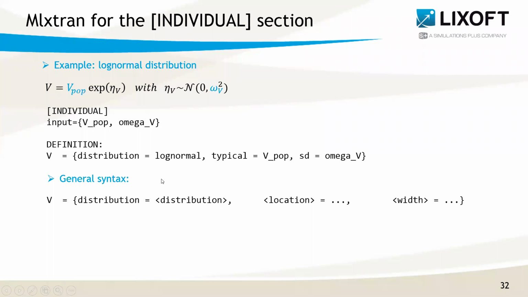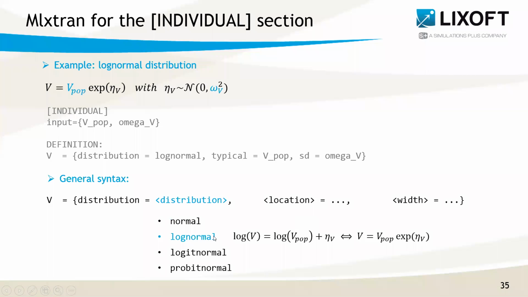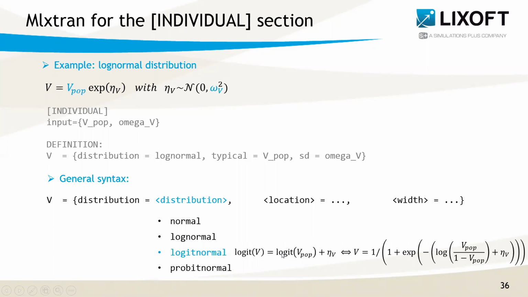Now let's see the general syntax. So in the general syntax, after the distribution argument, we can have different options here. So the first option is to have a normal distribution, then it would look like this. Or we can have a log normal distribution, as I had on the top.